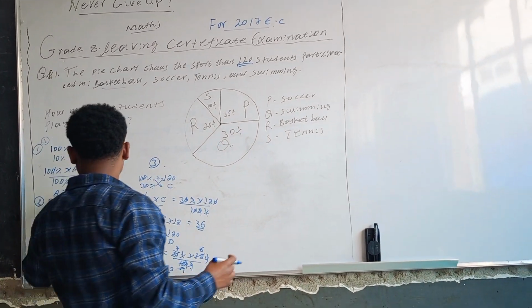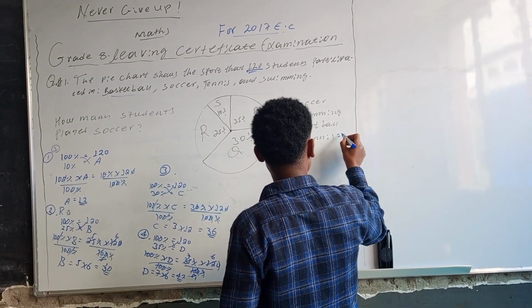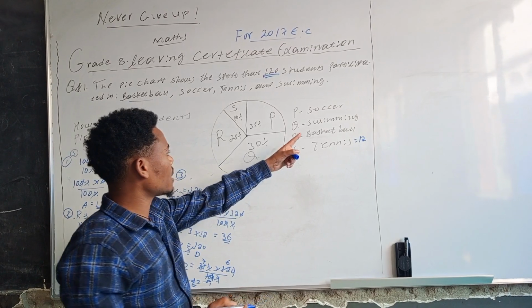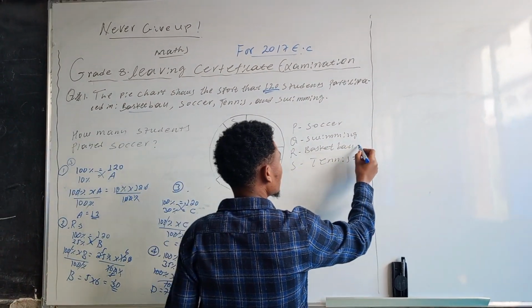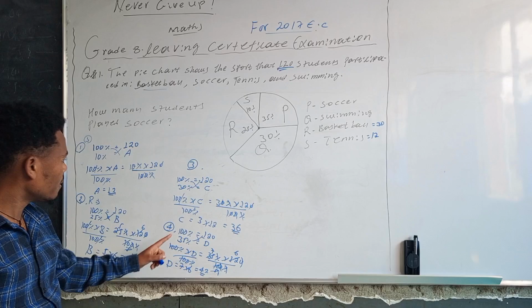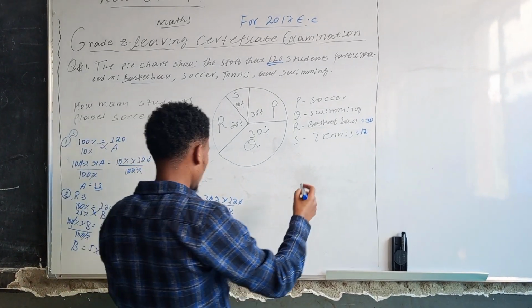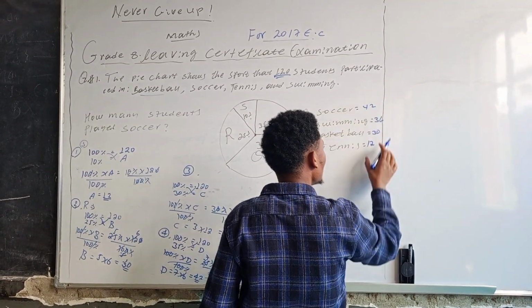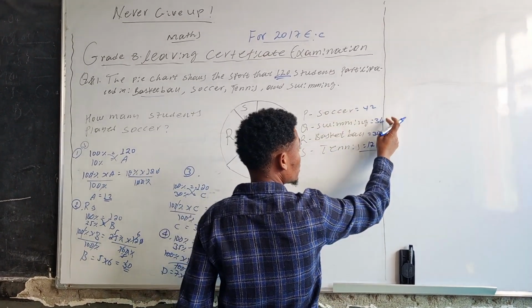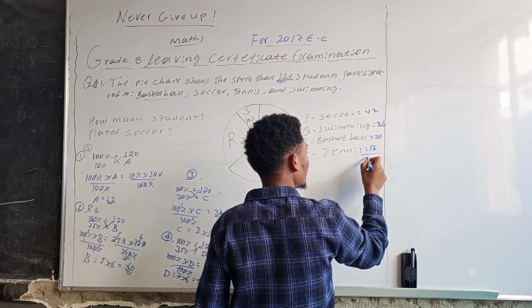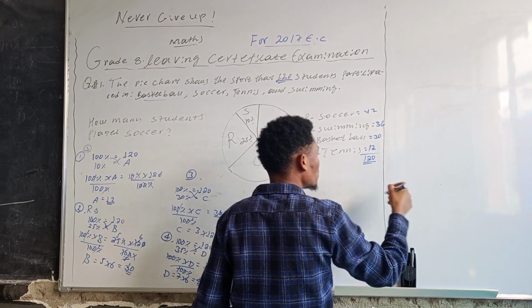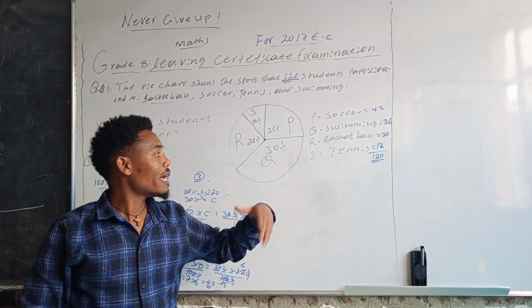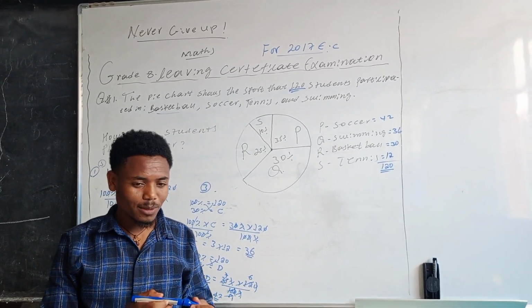So in general, the final results: 12 students played tennis, 30 students out of 120 played basketball, 36 students played swimming, and the last, 42 students played soccer. The sum of 42, 36, 30, and 12 gives 120 students, the total number of students divided into the different games. This is all for today.